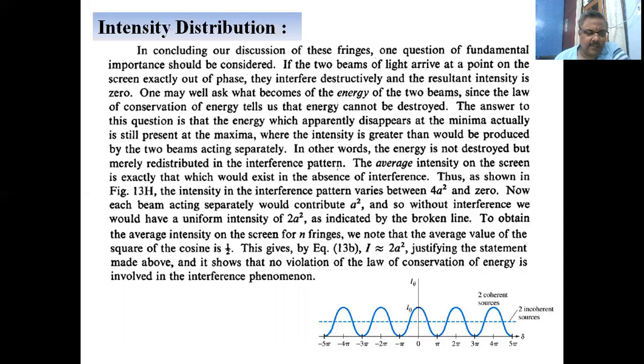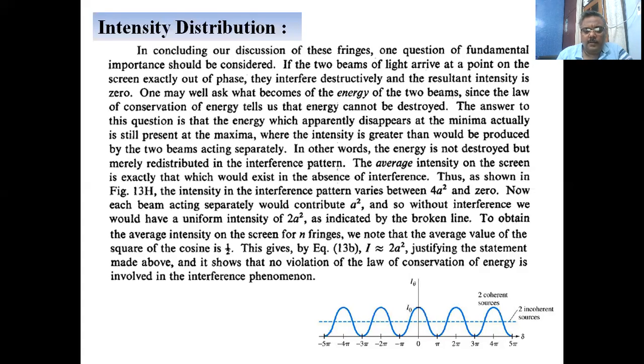The answer to this question is that the energy which apparently disappears at the minima actually is still present at the maxima. It is transferred from the minima to the maxima, where the intensity is greater than would be produced by the two beams acting separately. In other words, it is not destroyed. And the average intensity on the screen is exactly what it would have been in the absence of interference.